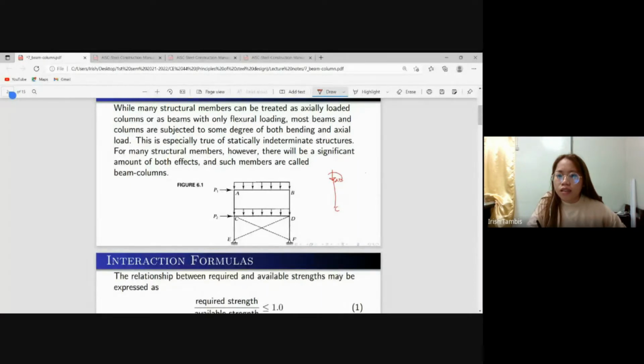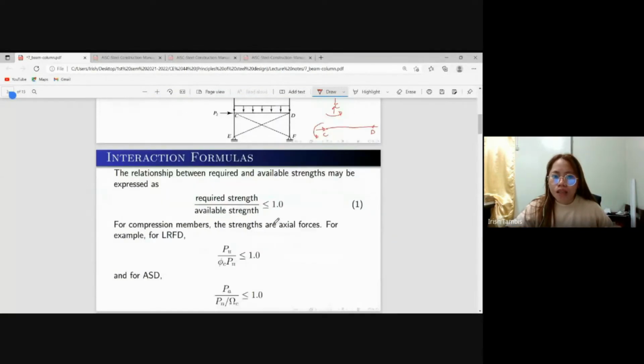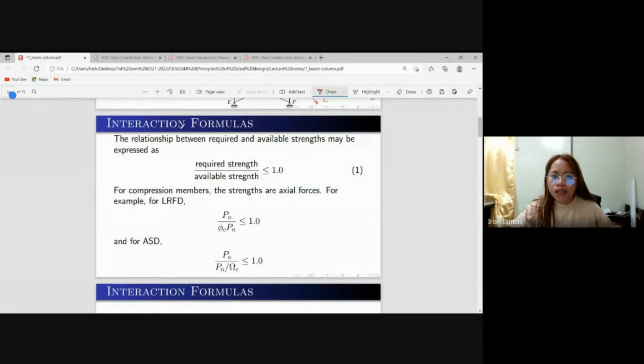And this one, this, kana siya. And also this beam CD, no? At C and D, nana siya axial forces and also bending force. So these members are called beam columns. No? We have here gitawag nga interaction formulas.